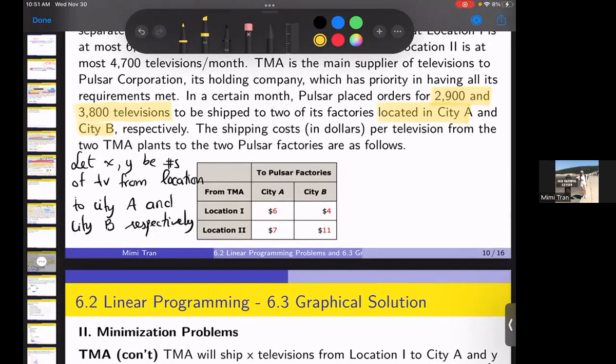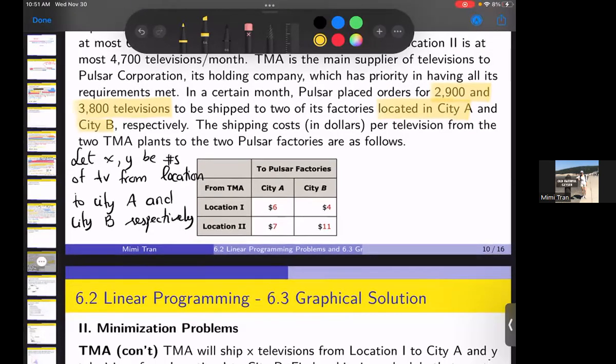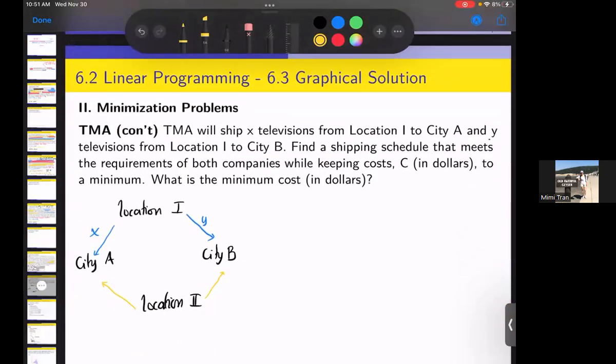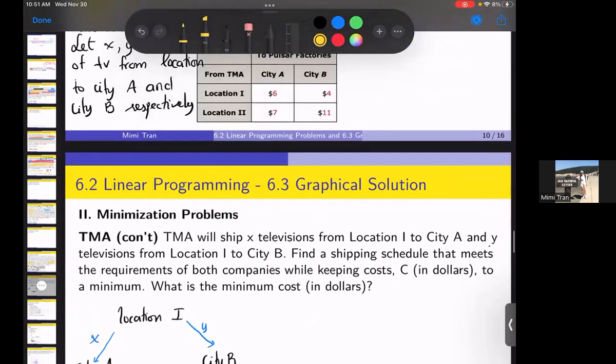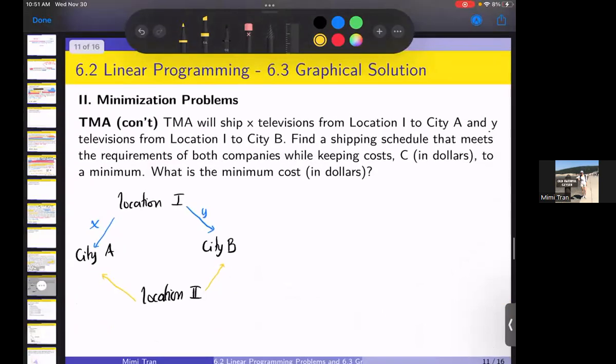Now 2,900, that's from location 1. And then 3,800, that's from location 2. Ah, I'm sorry, I said it backward. 2,900 is how many TVs they're going to ship to CDA. And then 3,800 is how many TVs they're going to ship to CDB. Now I know that X TVs are already being shipped to CDA. How many more are left?